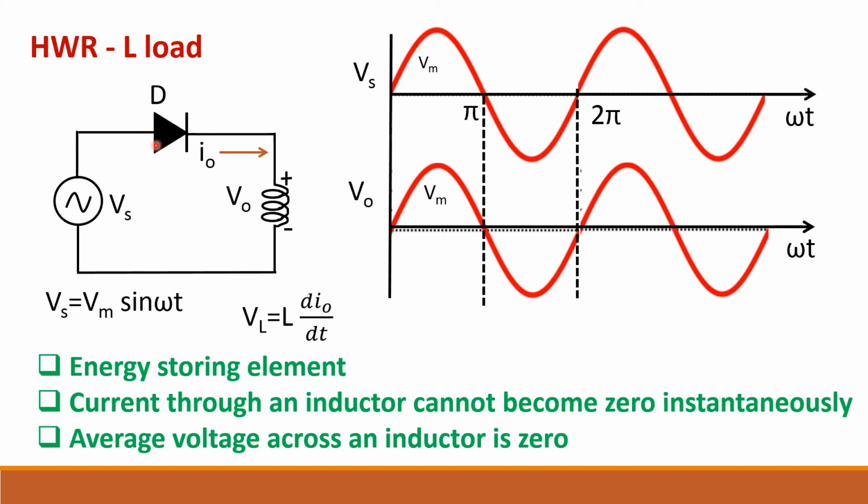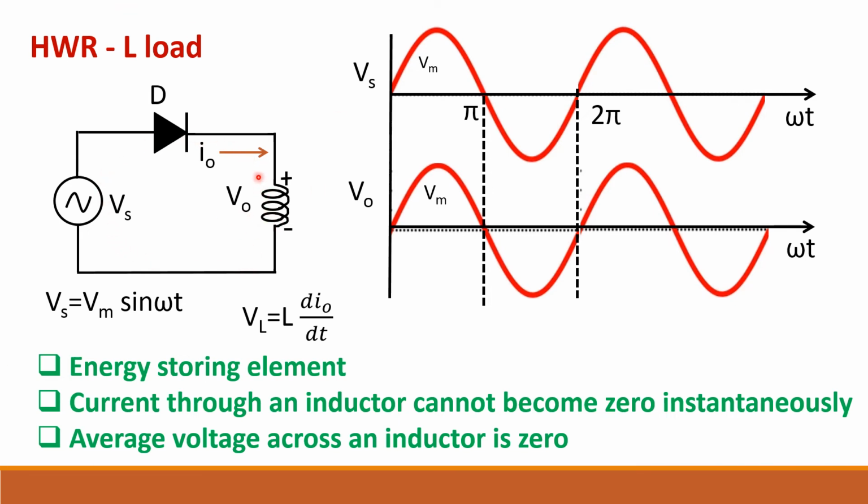when this diode is about to stop conduction, the current is flowing through the inductance and it cannot come to zero immediately. So if the diode stops conduction, the current should come to zero, but this current has to flow. So this diode has to conduct. Since this current has to flow, the diode will be conducting.